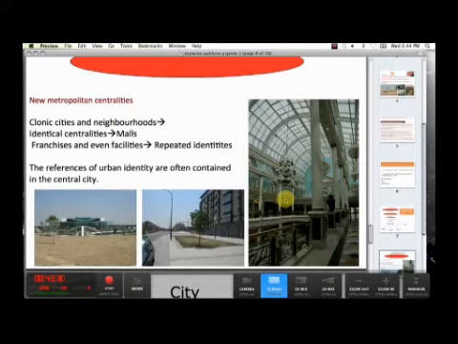Other companies would be in charge of designing the paths through which the flows of people, of clients, of potential clients have to circulate, to be exposed as much as possible to shops, to products, to consumers, temptation, so to speak. So at the end of the day, these places are fairly repeated, fairly identical, fairly common, fairly similar, and the reference of urban identity are often contained in the central city.